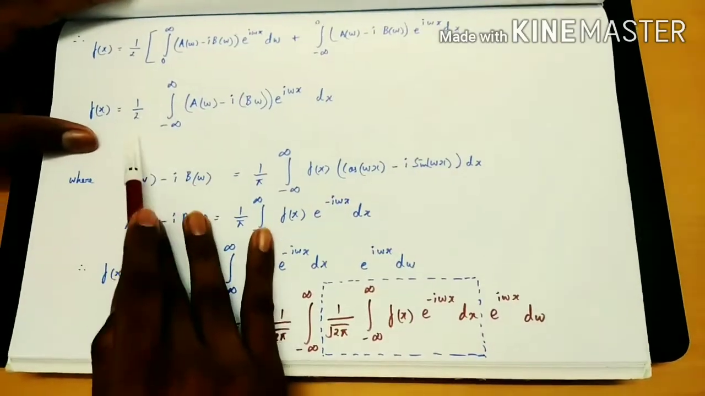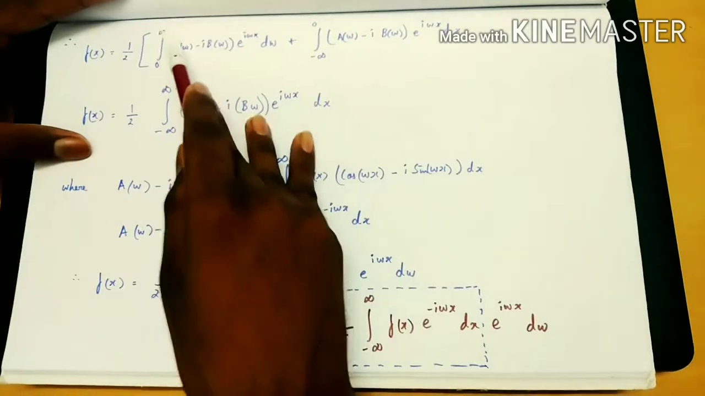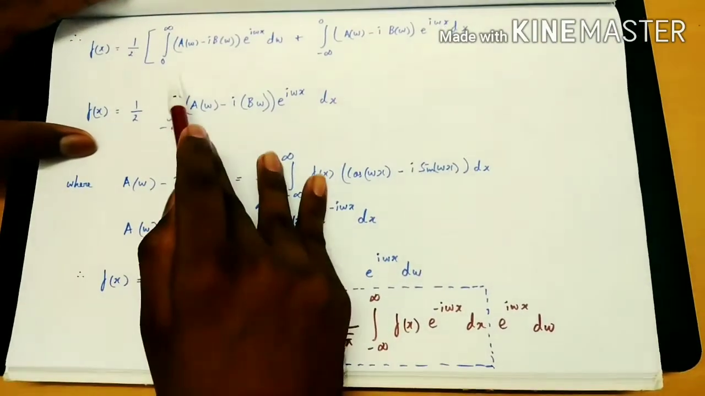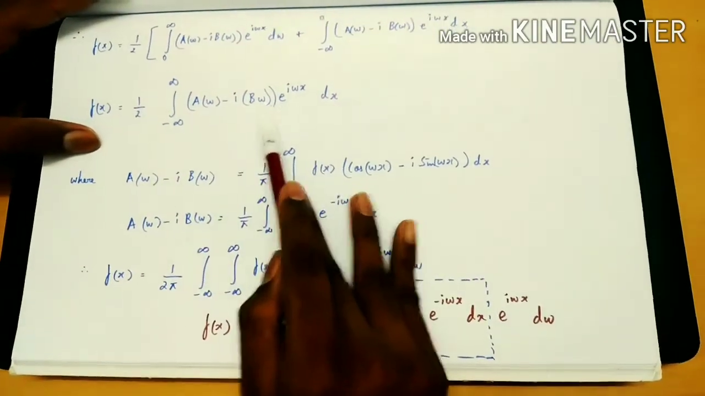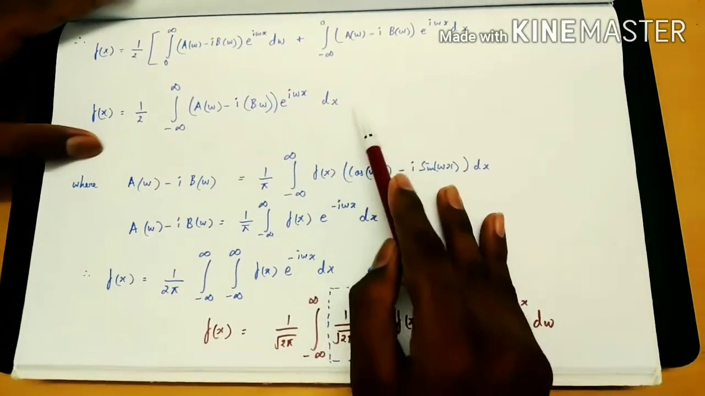Now since both the integrands are the same, let us combine the integrals. f of x is equal to 1 by 2. Now the limits go from minus infinity to infinity: integral minus infinity to infinity (a omega minus i b omega) e power i omega x d omega.